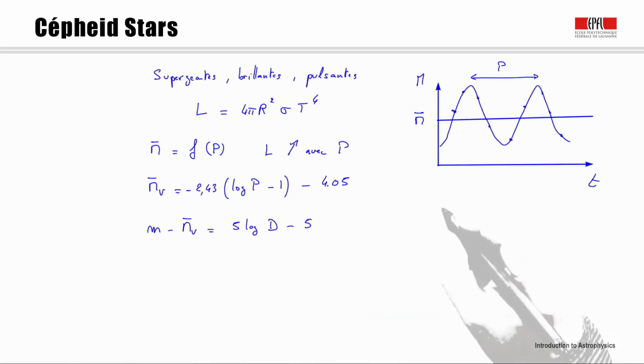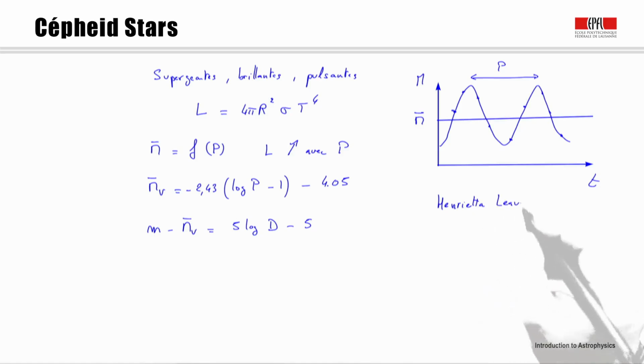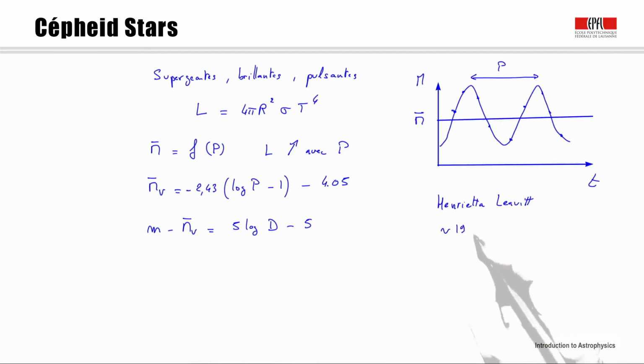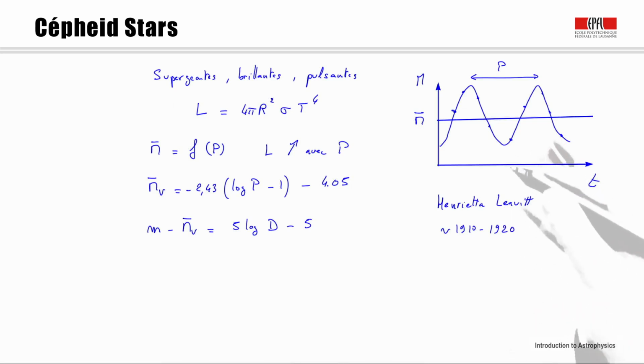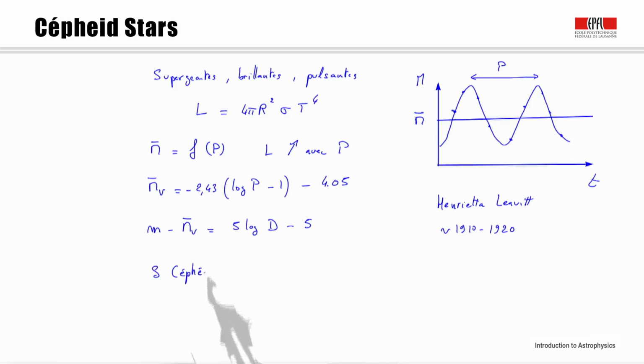It's a relation that was first measured by Henrietta Leavitt in the years 1910 to 1920. It's not something recent, but it's only recently that we could apply this method with the Hubble Space Telescope to measure distances to galaxies to around 40 to 50 megaparsecs from us. There are some very well-known stars that are Cepheid stars. Obviously, Delta Cephei, which is the archetype of Cepheid stars. But the polar star is also a Cepheid star. The star towards which the rotation axis of the Earth points, the polar star, is a pulsating Cepheid star.